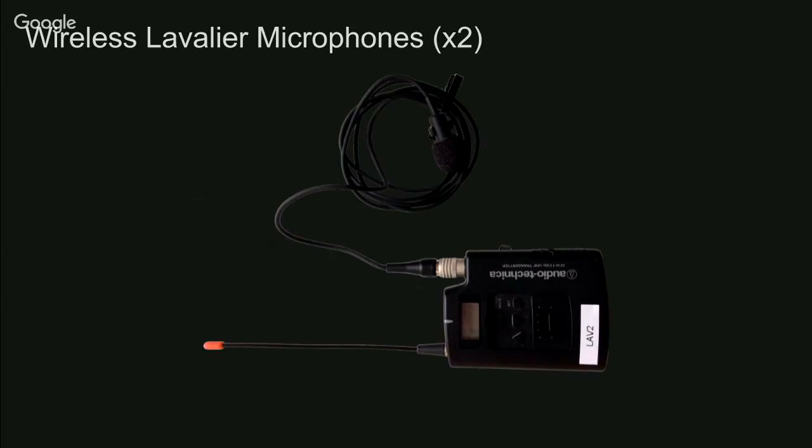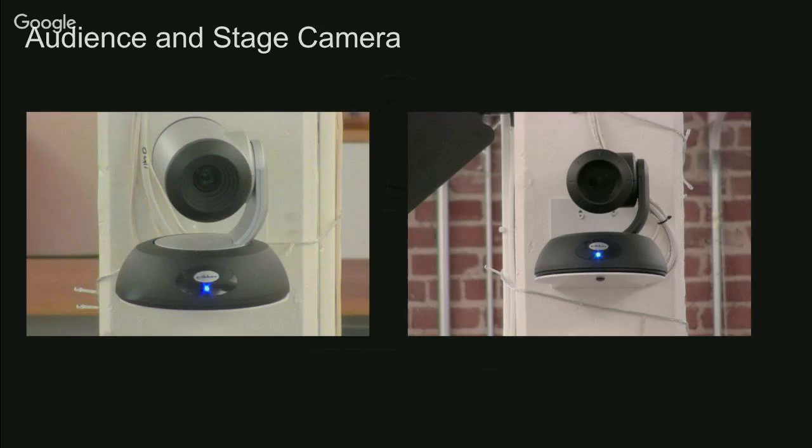We also have a couple lavalier or clip-on or lapel microphones. These are great when someone is giving a demo and they can't hold a microphone. They need both their hands for a demo. We have 2 cameras in here. We have the stage camera, which is right on this podium, and the audience camera right over there.